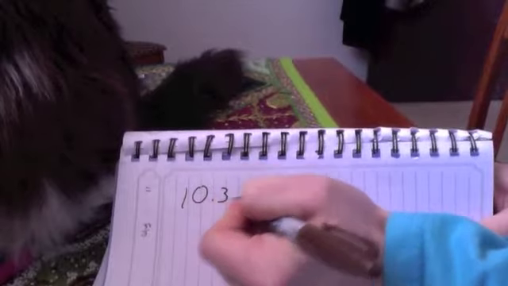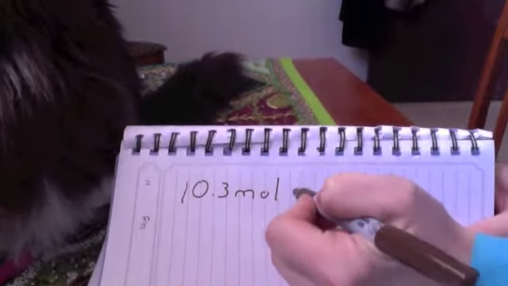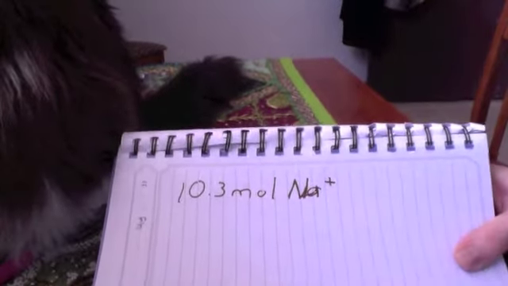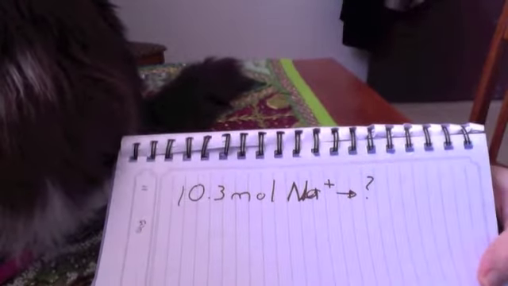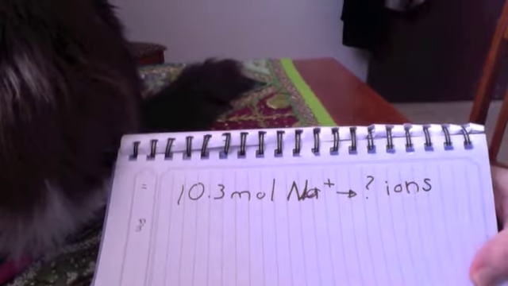What we did on the quiz is we said, okay, if somebody were to give you, let's say, 10.3 moles of, let's say, sodium atoms, or let's say sodium ions there. I made it an ion, which is a charge. And then they were to ask you how many actual ions are in it. First of all, what are they asking you?